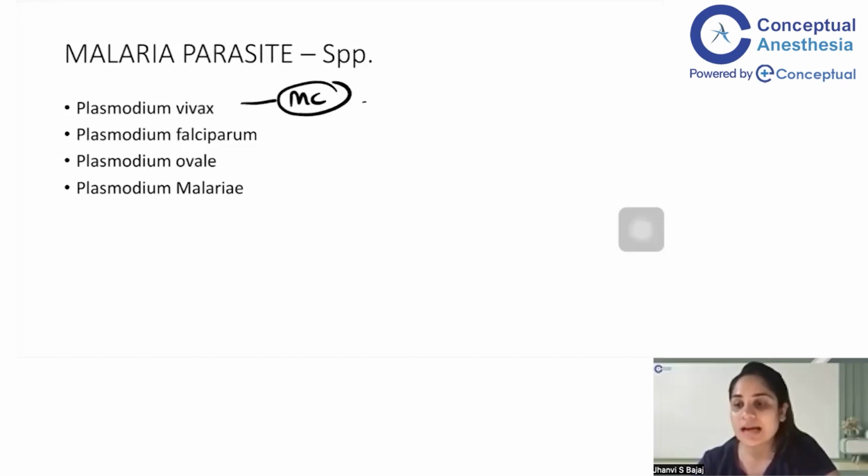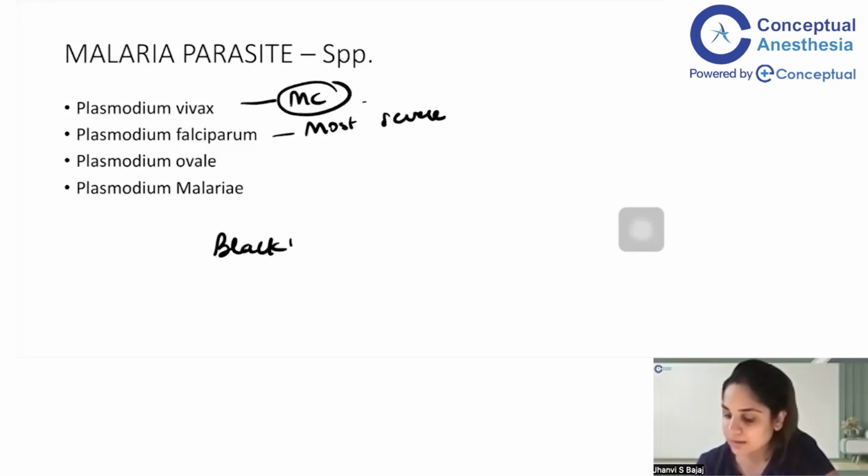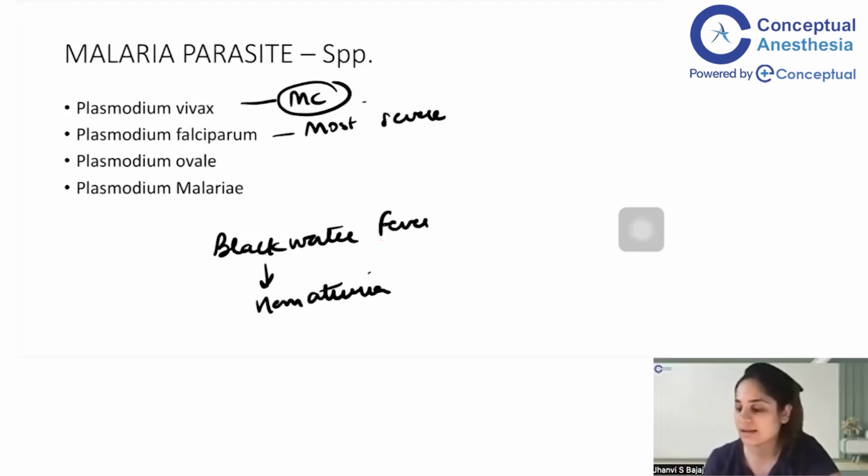However, you should know that the most severe one, or the one that causes the most complications, is Plasmodium falciparum. So what are these complications? For example, you may end up getting cerebral malaria. The patient has seizures and may have encephalopathy. Or you may end up getting something called black water fever. Black water is actually a name for the urine that the patient has. The patient starts getting hematuria, so it looks blackish in color, and that is why this is called black water fever.